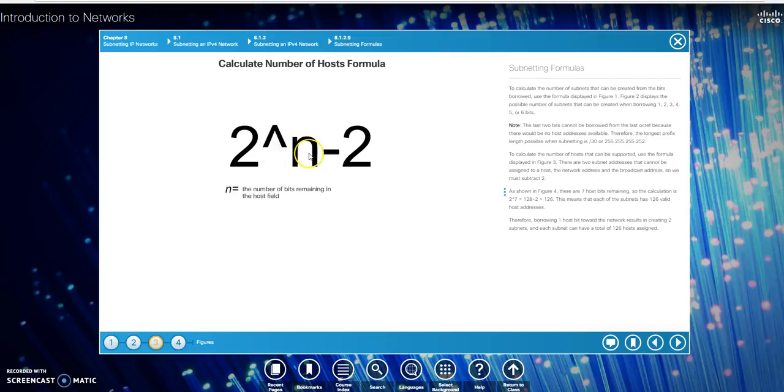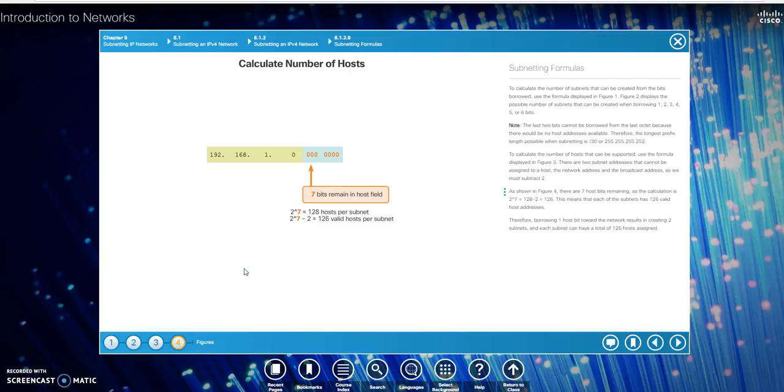Now, how do you know how many hosts you're getting? You take 2 to the n minus 2. Why do you minus 2? One of those hosts is going to be for your network address, all the zeros, and one is going to be for the broadcast address, all the ones. You always have to subtract those out. If you have them in there, you're going to have problems. This is how many valid hosts per subnet you have.